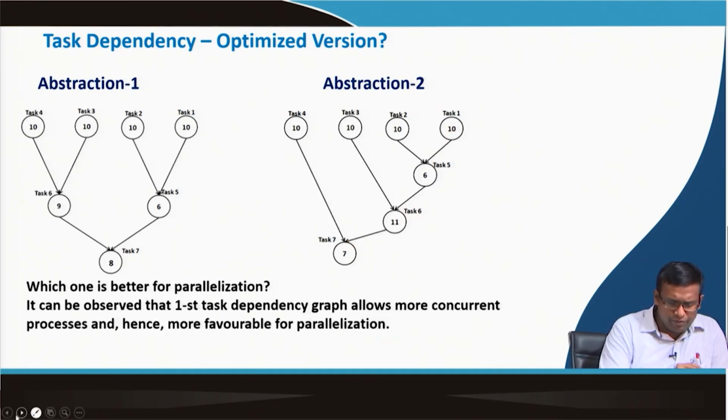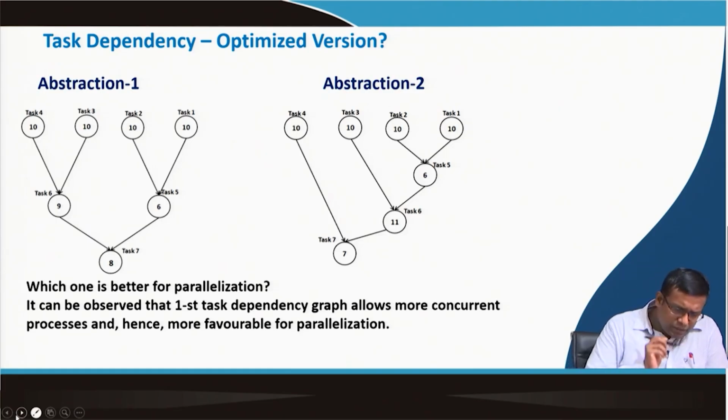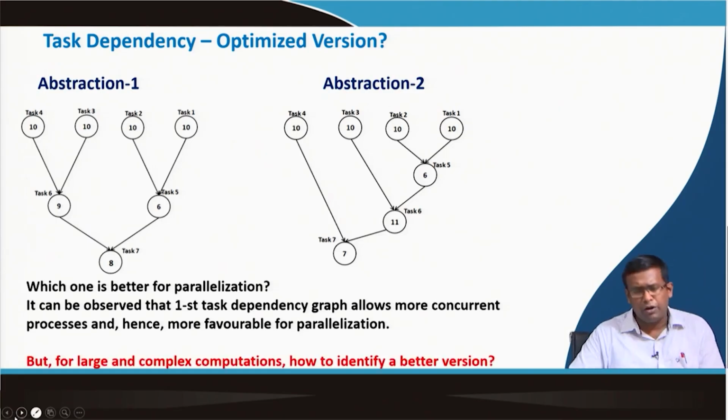So, which one is better for parallelization? It can be observed that the first task dependency graph allows more concurrent processes and hence is more favorable for parallelization. But for large and complex computation, even getting these figures will be difficult, and just by looking at these figures I cannot make a decision which one is the better version.